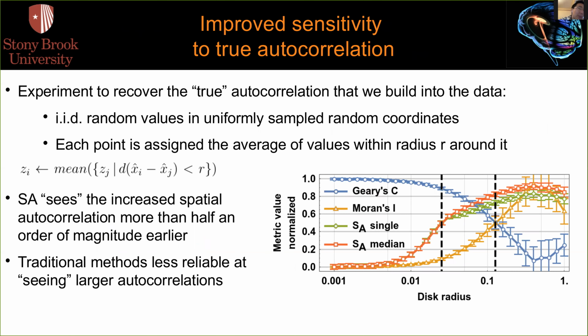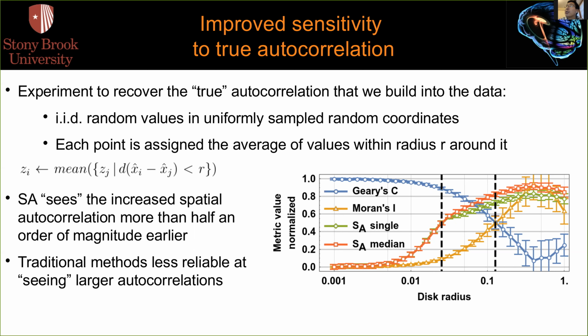Now here is some display of what we think is the improved sensitivity to the true autocorrelation in the data. To measure the true autocorrelation, to recover it, we have to actually build it into the data synthetically. So we took IID distributed random values in uniformly sampled coordinates, and then we did an experiment building into the data a known autocorrelation by doing a disk averaging experiment.